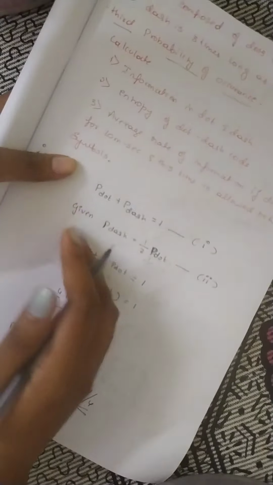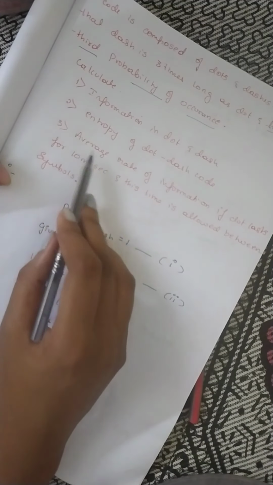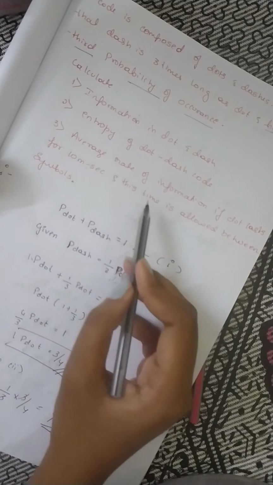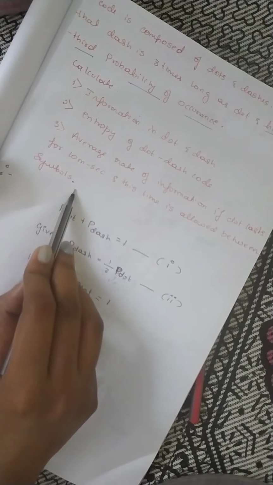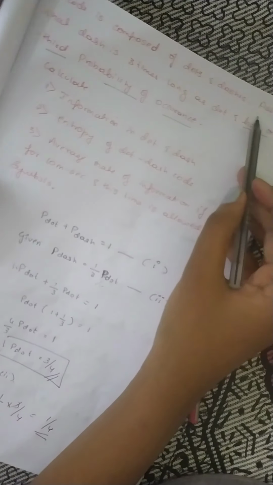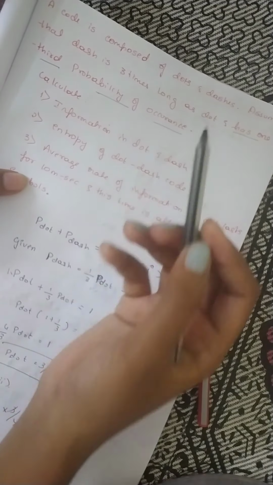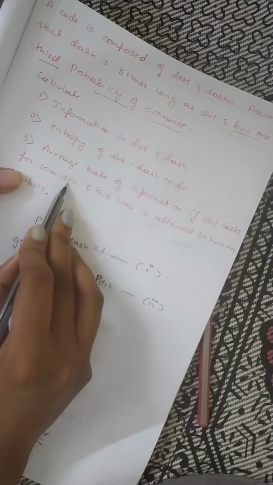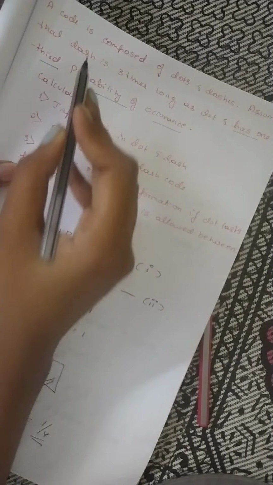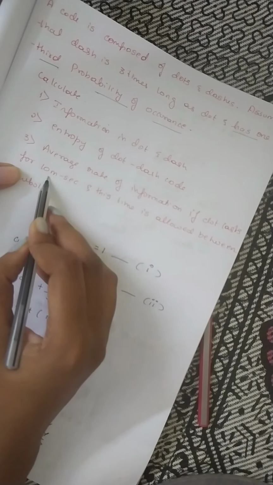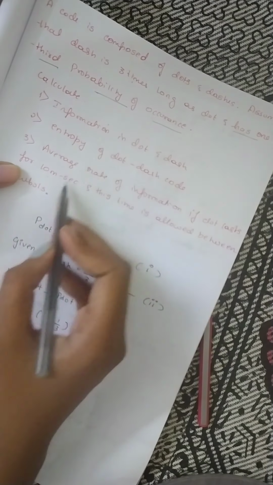Okay. The third question they have asked is the average rate of information if a dot lasts for 10 milliseconds and this time is allowed between the symbols. Now in the question they have said to assume that dash is 3 times as long as dot. So if dot lasts for 10 milliseconds, then dash is 3 times as long, so dash will be 30 milliseconds. Okay.